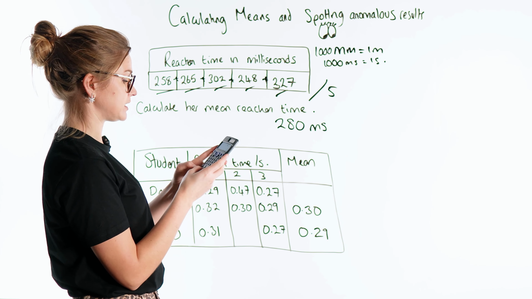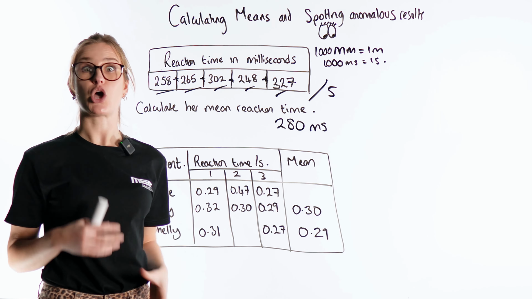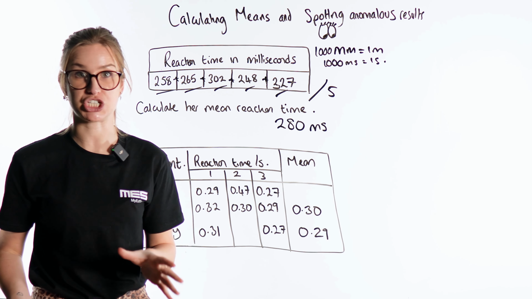So this time we've got 3 different students. We've got Dave, we've got Lucy, and we've got Shelley. What they did was measure their reaction time. Remember, reaction time is how quickly you respond to changes. For example, if someone drops something, it's how quickly I can catch it, how quickly I can respond to that change. So Dave, the first time his reaction time, this time in seconds, was 0.29. The second time was 0.47. The third time was 0.27. And we want to calculate Dave's mean.